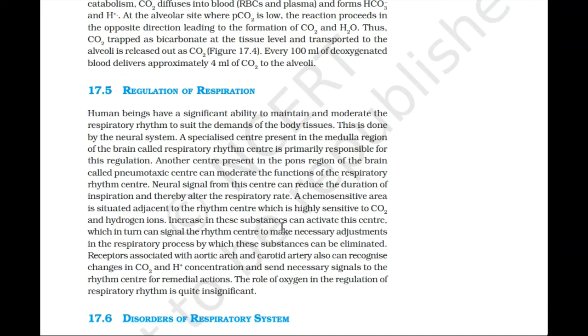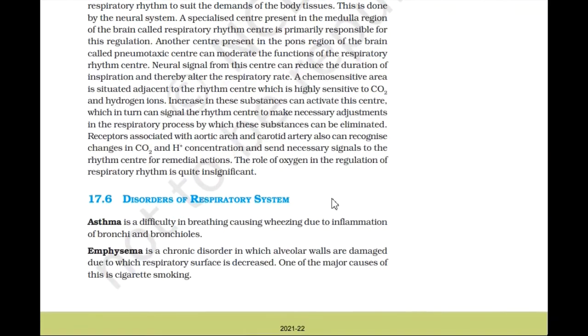Increase in these substances can activate these centers, which in turn can signal the rhythm center to make necessary adjustments in the respiratory processes by which these substances can be eliminated. Receptors associated with the aortic arch and carotid artery also can recognize changes in CO2 and H+ concentration and send necessary signals to the rhythm center for remedial actions. The role of oxygen in the regulation of respiratory rhythm is quite insignificant.